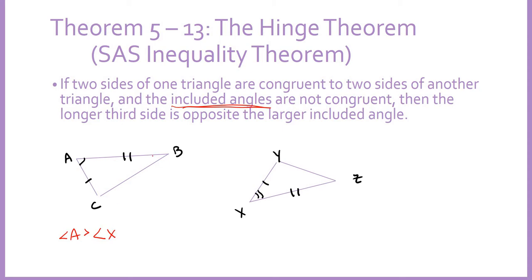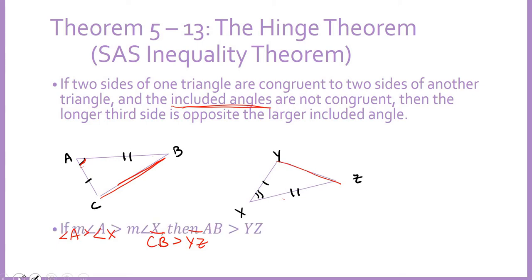Since the two adjacent sides are equivalent and A is bigger than X, we now know that side CB, because it's opposite the larger angle, is larger than side YZ. Okay, so two different triangles, congruent pairs of sides with an angle in between them that is a different size, and we can then tell which triangle has the larger third side.